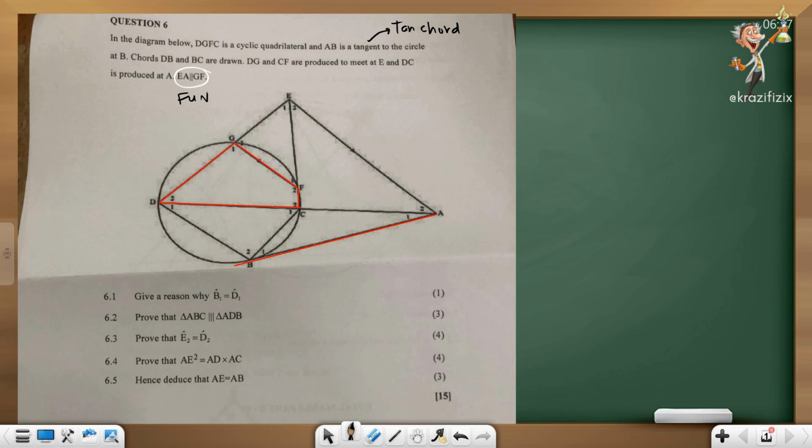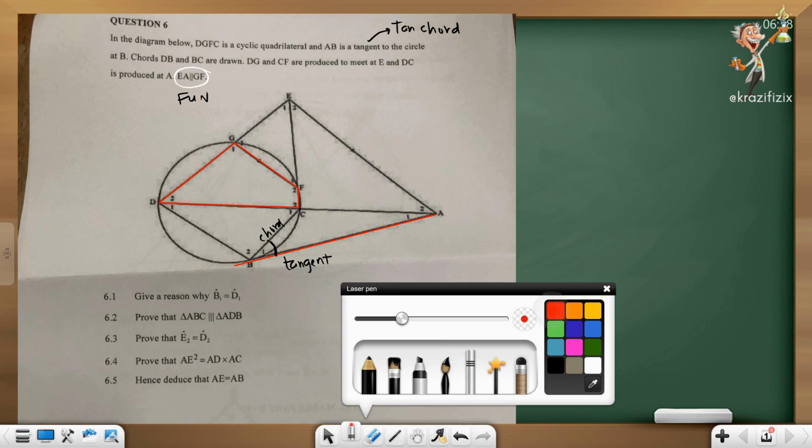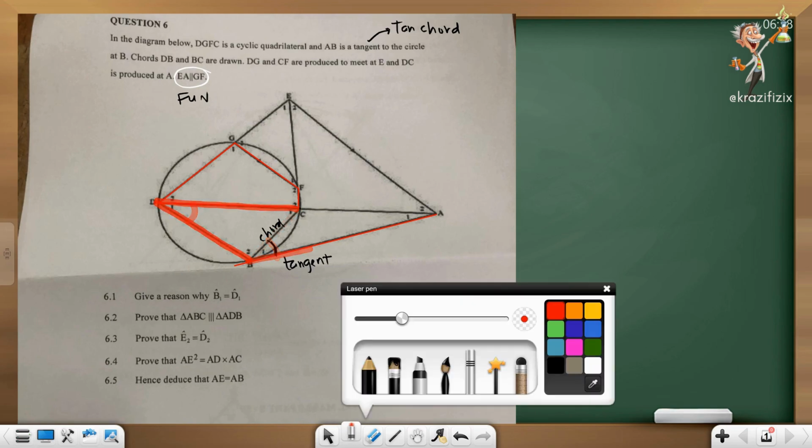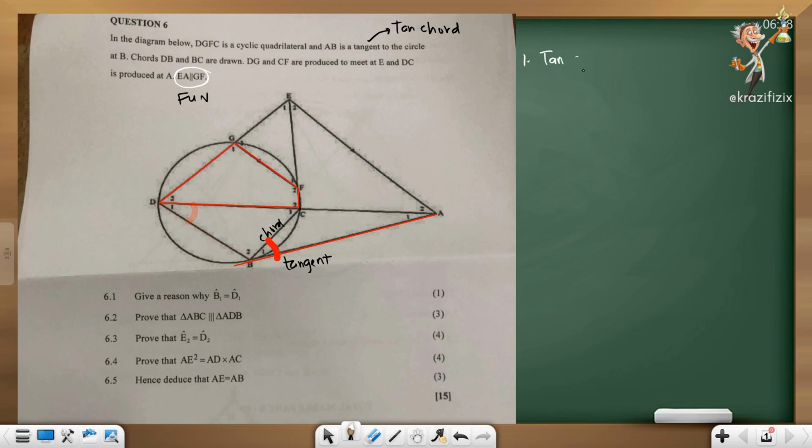Give a reason why B1 is D1. I'm going to go to B1 and see what I know about B1. Look at B1 there. Oh, B1 is an angle between a tangent and a chord. So if I look at that chord, let me get a highlighter. That's the chord and that's the tangent, and the chord goes to D1. So this angle is equal to that angle. And my first answer, number one, is a tan chord.